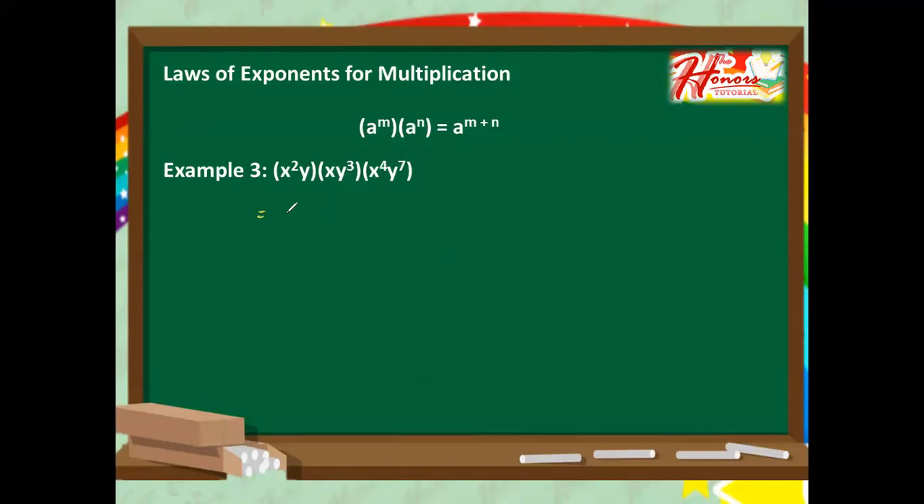So we have here x squared plus x raised to 1. We have an invisible 1 because when 1 is used as an exponent, it becomes invisible. So it is plus 1 and then plus 4. How about y? Raised to 1. So 1 plus 3 plus 7. So x raised to 2 plus 1, that's 3, plus 4, that's 7. Y raised to 1 plus 3, that's 4, plus 7, that's 11.